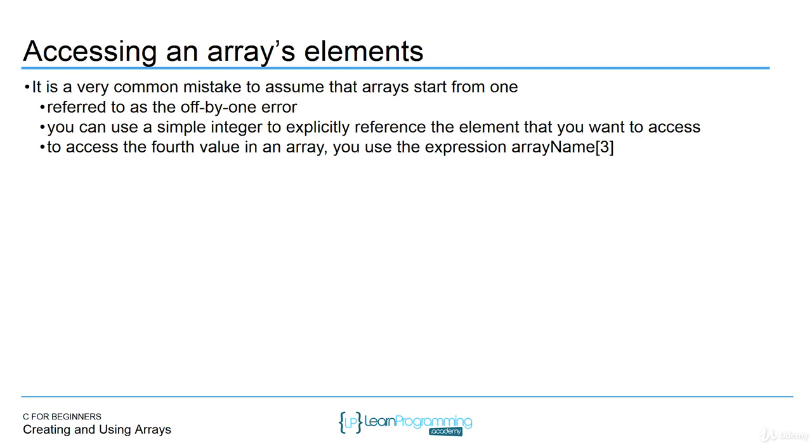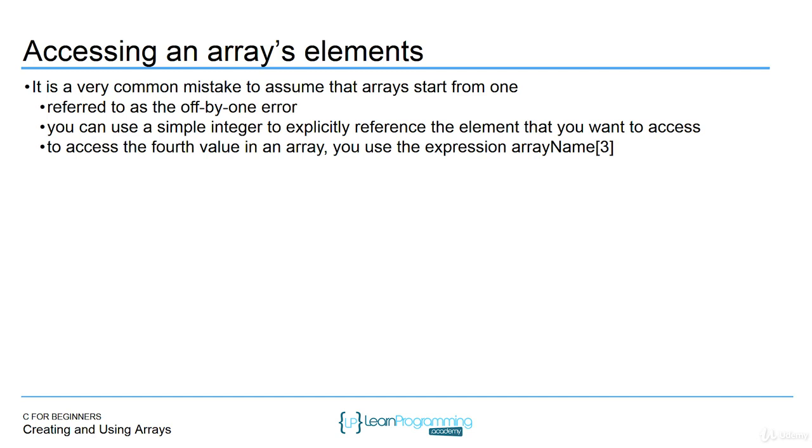It's very, very common to mistakenly try to access an array and be off by 1 because you think they start at 1, and they don't start at 0. This is referred to as an off by 1 error. You can use a simple integer to explicitly reference the element that you want to access.